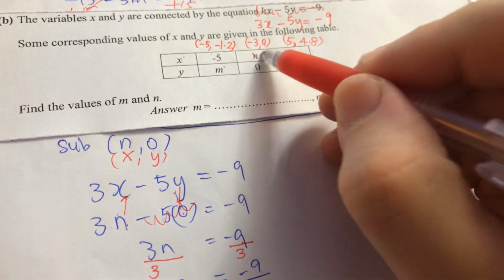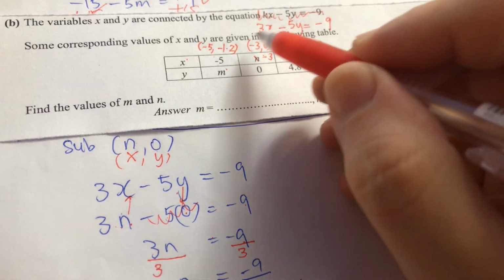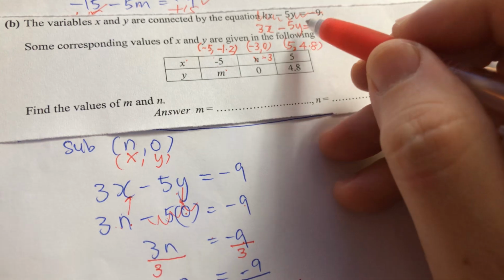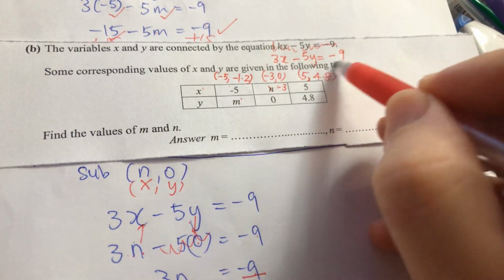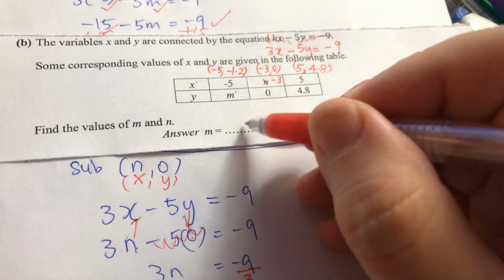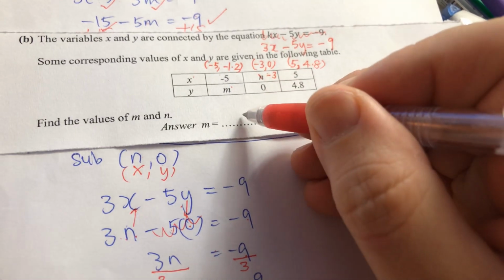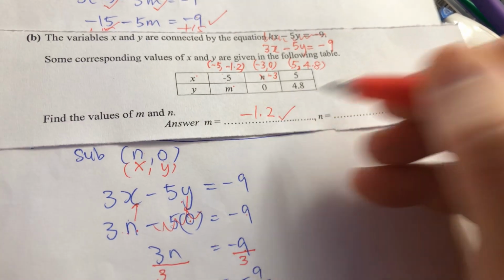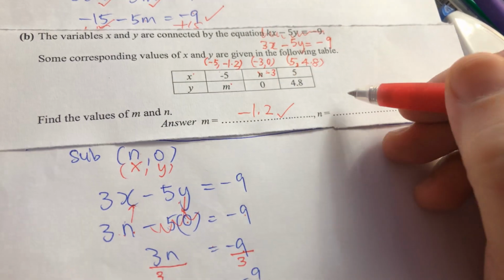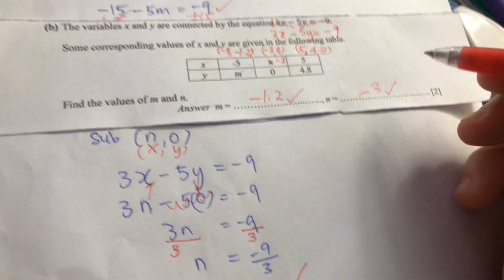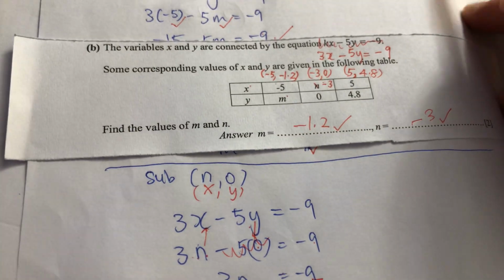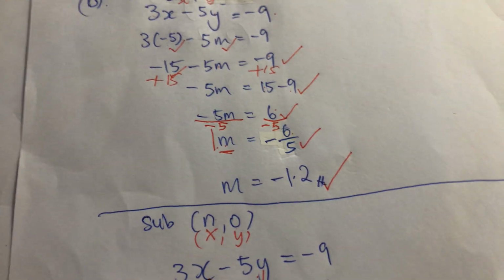So you have 1 point, 2 points, 3 points. You can actually plot 3 points, join with a straight line, and that will be the equation of this line. Now of course you need to fill in the answer for this. M just now was minus 1.2, you get 1 mark. N, we have found it to be minus 3, then you get another mark. So that's part B. We are done. Let's move on to part C. Part C is plotting.